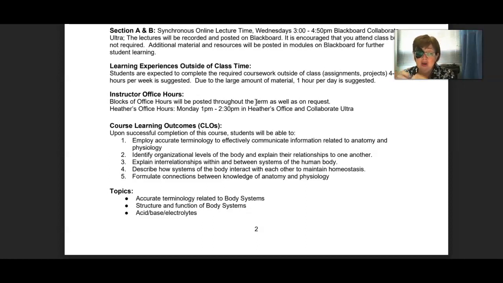Okay. Now, there are 5 main goals for this course, and this is to look at accurate terminology to effectively communicate. And we're looking at anatomy, which is basically name that part, and physiology, which is what does it do.